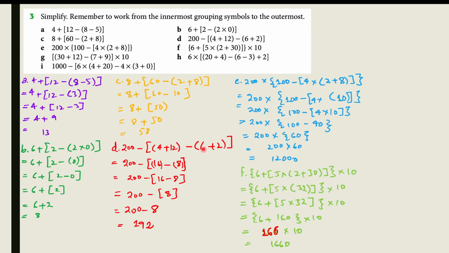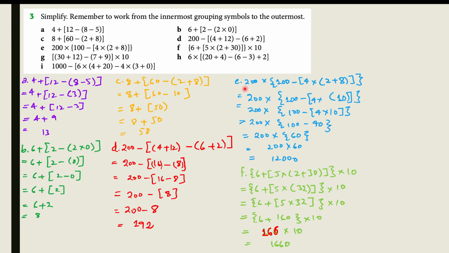Next, 200 minus, in the square bracket we have two parentheses, 4 plus 12 minus 6 plus 2, and the square bracket is closed. So first we will start with the parentheses. 4 plus 12 is equal to 16, and 6 plus 2 is equal to 8. We have solved the parentheses. We will now move on to the square bracket. In the square bracket we have the expression 16 minus 8. So 16 minus 8 is equal to 8. Now the final expression we have is 200 minus 8, which is equal to 192, our final answer.